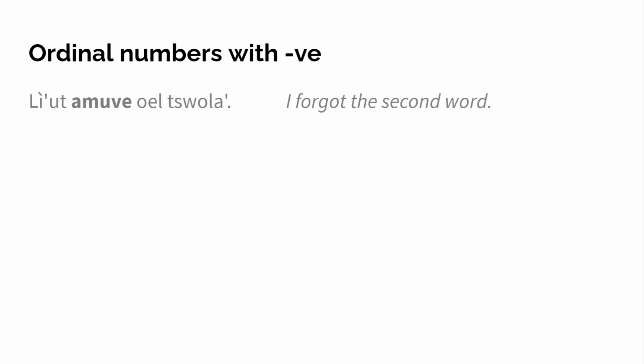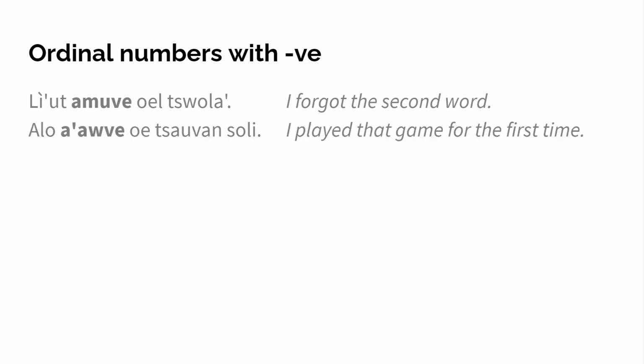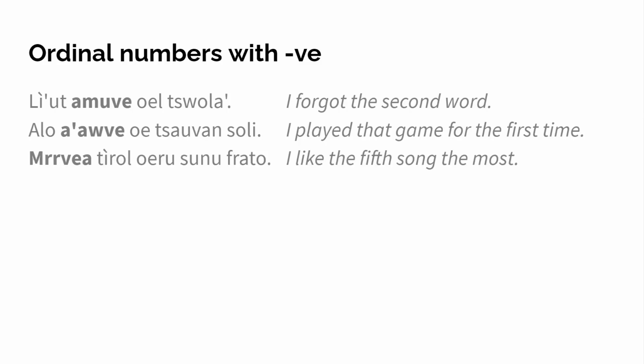Let's look at some examples. Again, the sentence we already heard before. Le ud amuve, welzwilla. I forgot the second word. So you see, they're used exactly like the other numbers, like adjectives. Alu a auve, olzau van soli. I played that game for the first time. Murvea terol, verosunu frato. I like the fifth song the most.